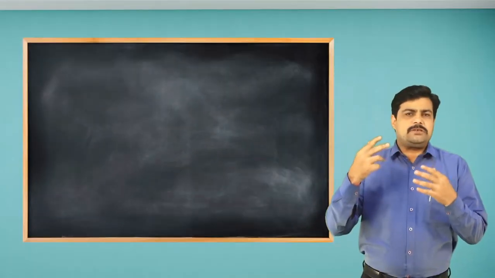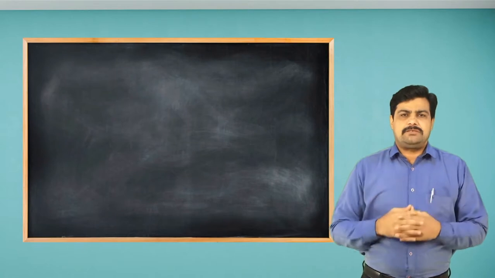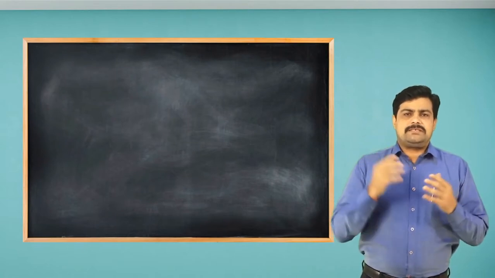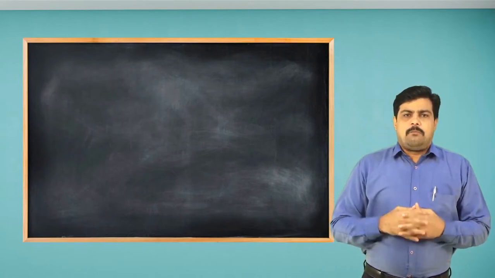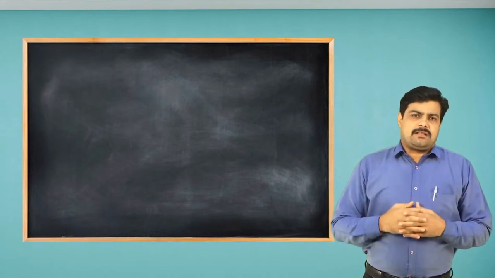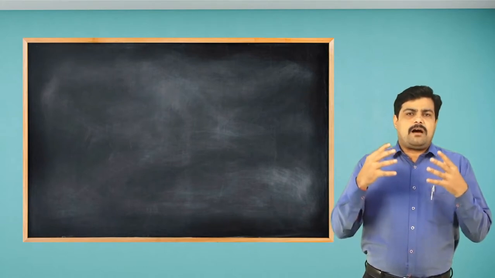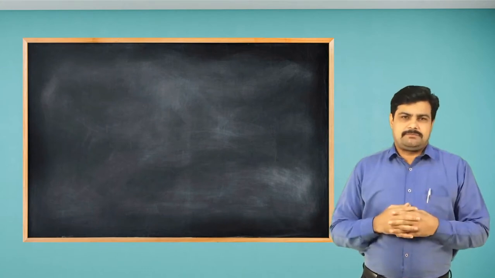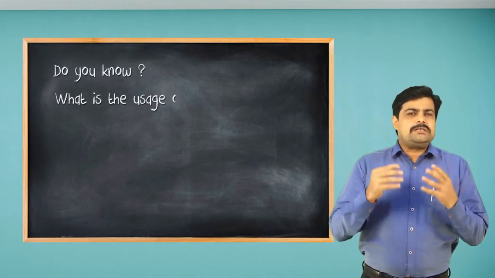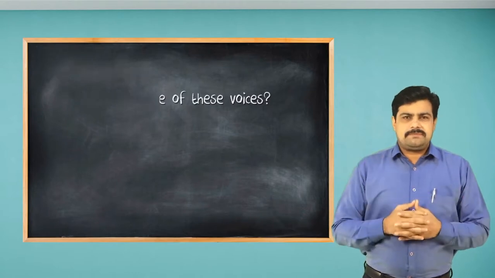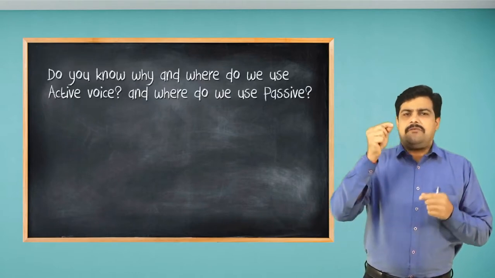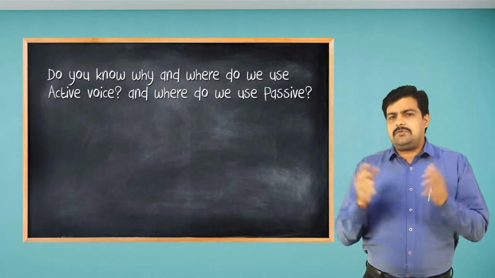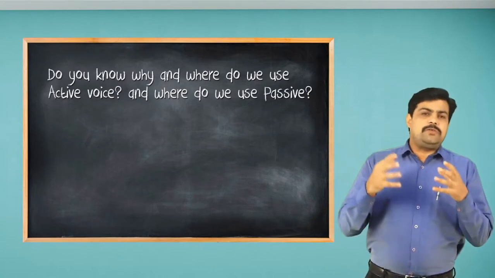We have two major voices in the English language, active and passive. Both in speaking and writing, these voices play a significant role. Let me ask you a question. Do you know what the uses of these voices are? Do you know why and where we use active voice, and where we use passive?